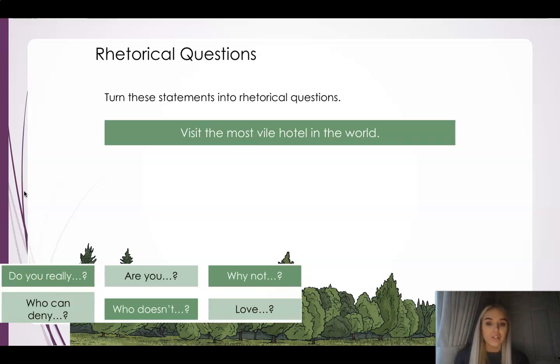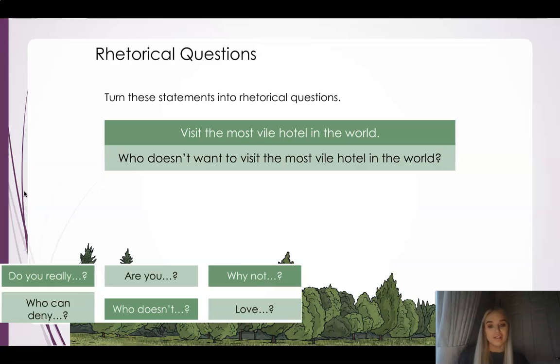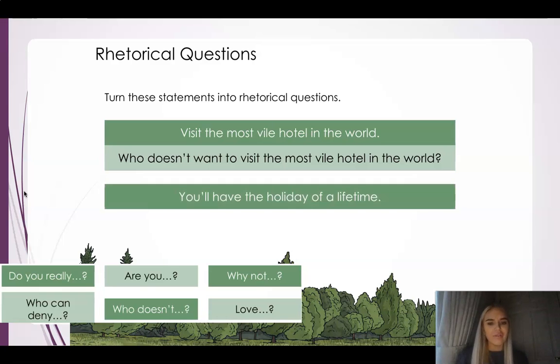So I am going to use the statement, who doesn't, to write the question, who doesn't want to visit the most vile hotel in the world? Now I've got another statement for you here. You'll have the holiday of a lifetime. Can you have a go?